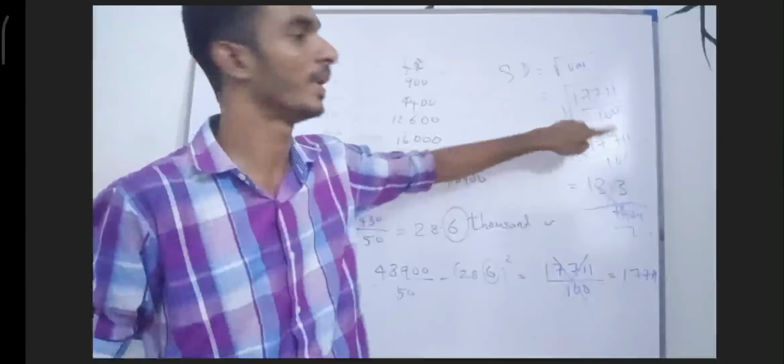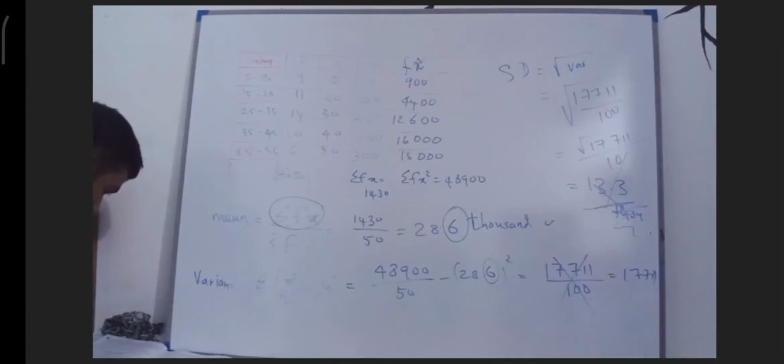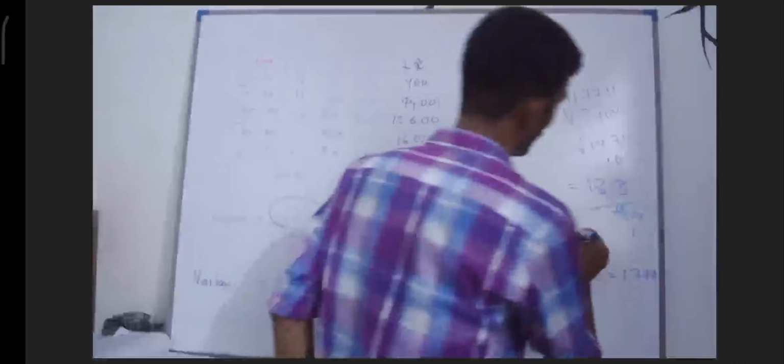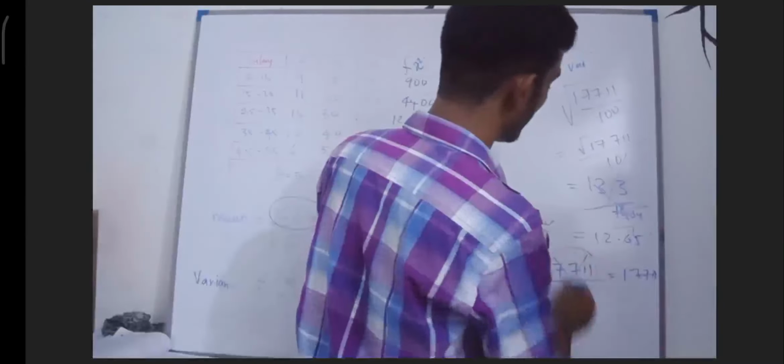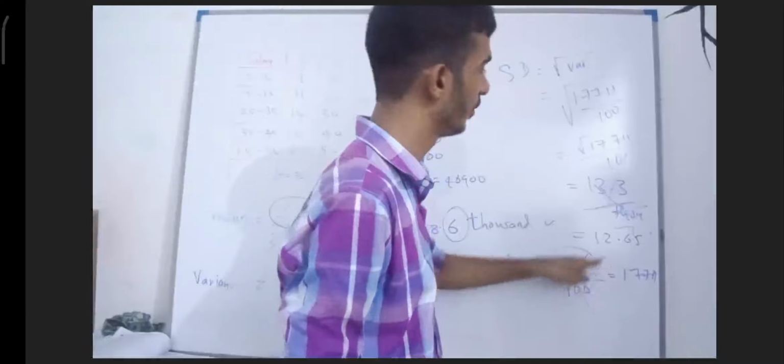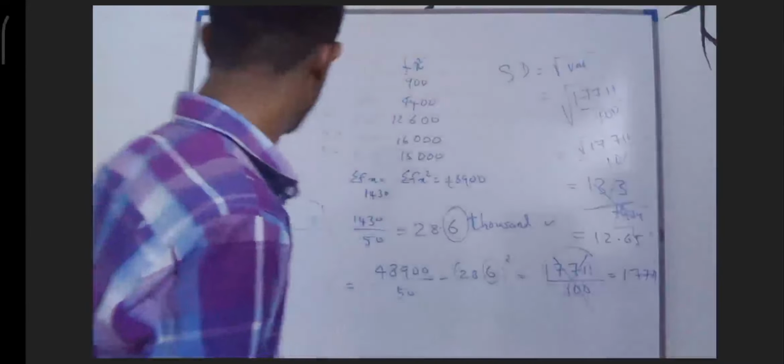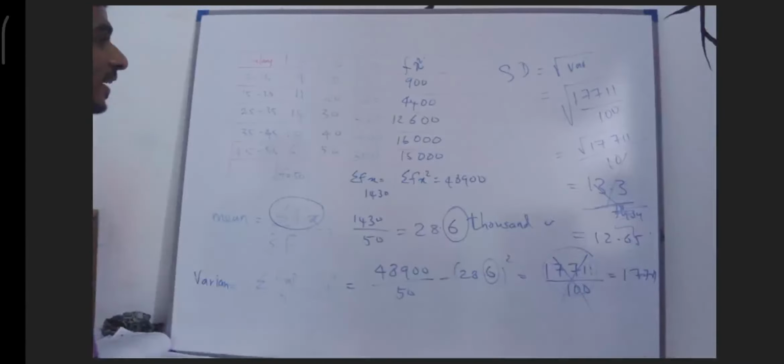So the answer should be, you can just follow the way that I explained and get the answer as, I'm sorry, 12.65 rupees. 12.65 rupees. Now, if you get the answer, just take the square root of this value, and 12.65 would be the standard deviation.